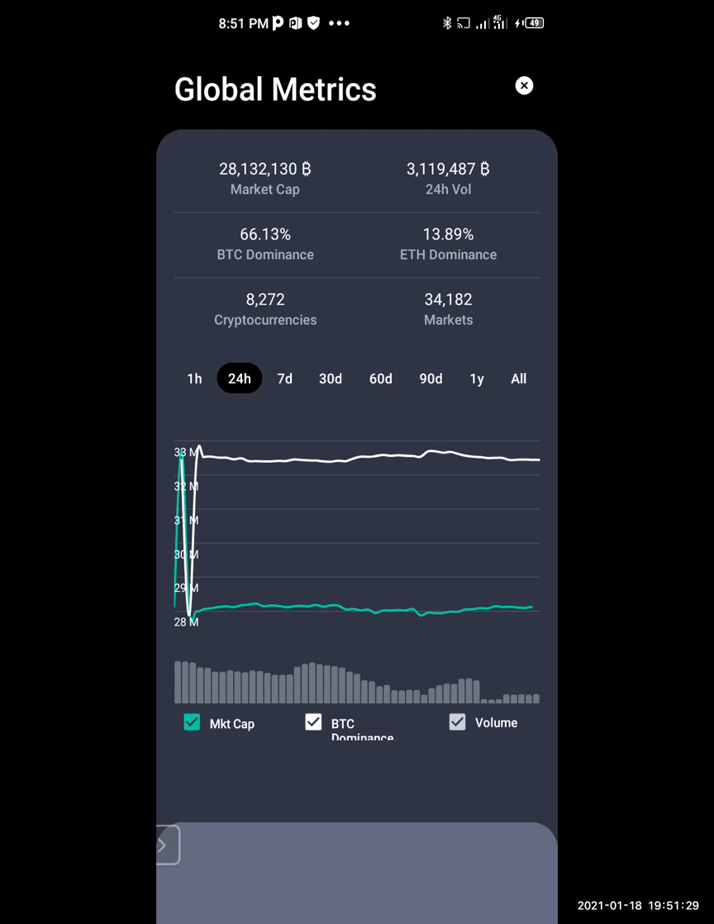So now we have 8,272 cryptocurrencies out there trading in 34,182 markets. You know what that is? The position, how much position something is occupying. So of course, Bitcoin being the lead, being the head, is taking a greater position. So if it is below 67%, other coins will have time to breathe and give you profits.